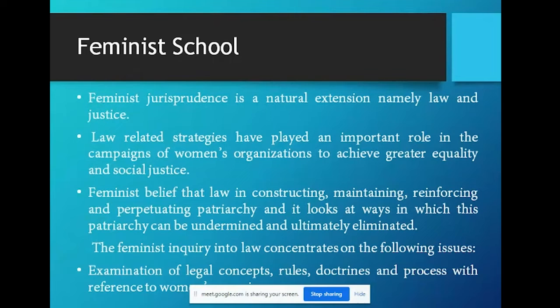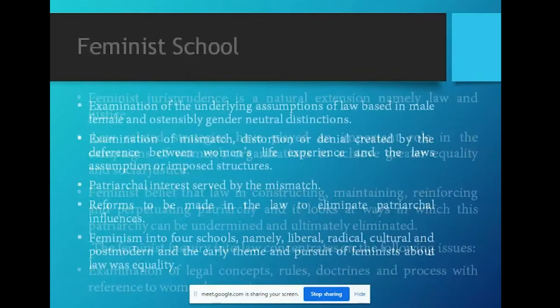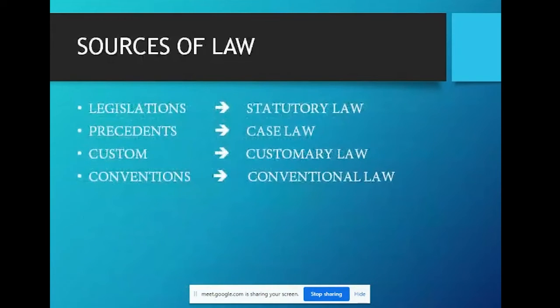As we come to the end of the schools of law, next moving on to the sources of law, there are mainly 4 formal sources of law. They are legislations, precedents, customs, and conventions.